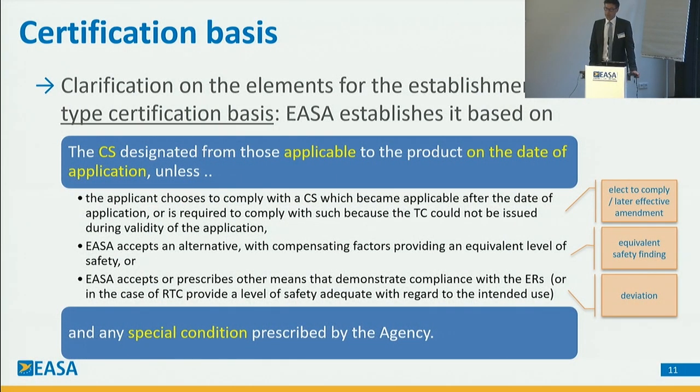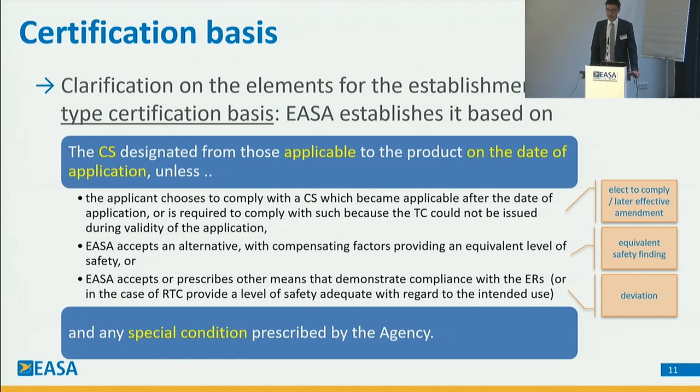So we provided some clarification on the elements for the establishment of the type certification basis, and it's based on, first, the CS book that is already in place, if it's applicable to the kind of product that we talk about, and it's the CS book applicable to the product on the date of application. So if you apply today for a Part 25 STC, it would be CS-25 at Amendment 23, and maybe according to the 101 process you revert back, maybe not, but this is the date of application, the first step where we start for the CS.